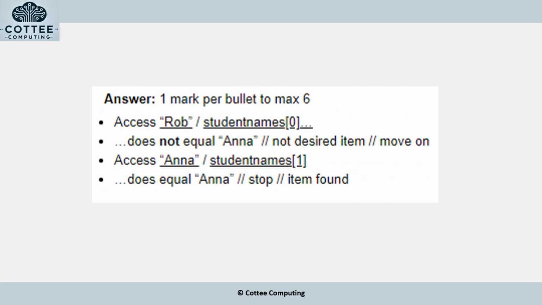So again, you get a mark for accessing Rob. You get a mark for does not equal Anna, access Anna, does equal Anna, so you stop and you find it. And then there's the 4 marks for that one.